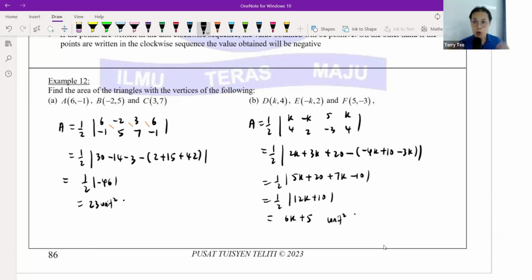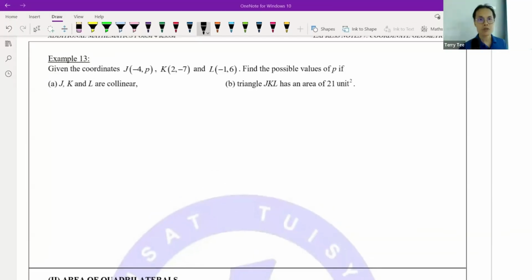No need to modulus this because we do not know exactly what k is, whether k is a positive number or negative number. We don't know, just leave it. Okay, so here we are given 3 points, J, K, and L. So find a possible value of p given that J, K, L are collinear.